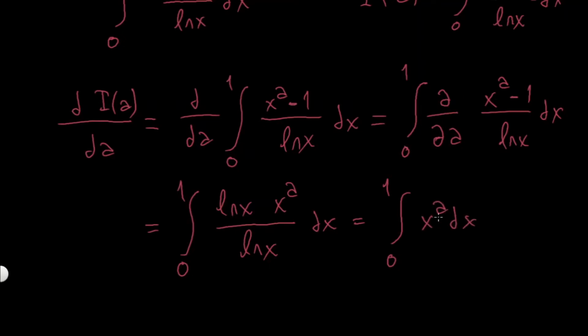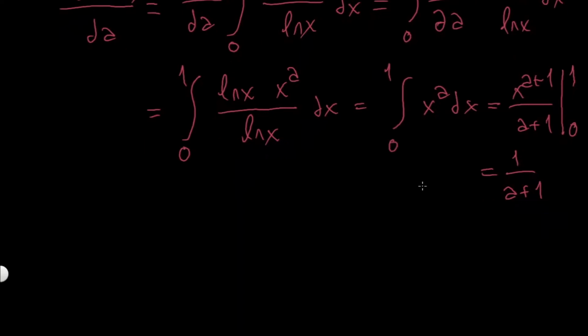Here a is just like a constant, so we can integrate with respect to x. By the power rule, it will be x to the a plus 1 over a plus 1, with bounds from 0 to 1. I put in 1, and when I put in 0, it will be 0. So it will be just 1 over a plus 1.